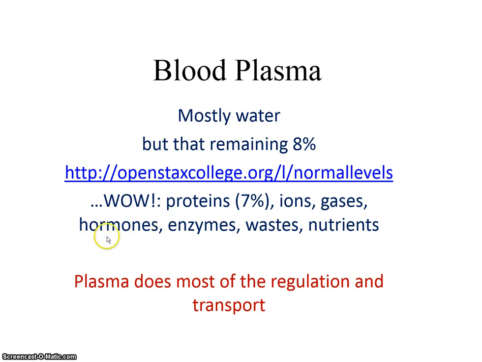Hormones, like anything we talked about, again, in the previous chapter. Enzymes get moved through the body, and some of the enzymes have a function in the blood. Waste, like, again, carbon dioxide, urea, uric acid, creatinine. And then nutrients, all your nutrients that come in through the small intestine would be found in the plasma. Amino acids, fatty acids, vitamins, and carbohydrates, the glucose specifically.